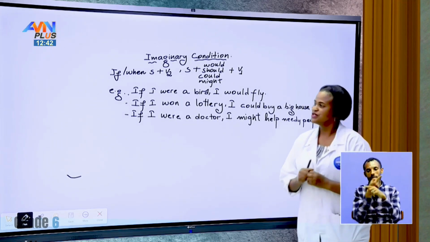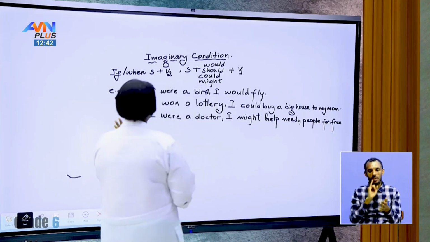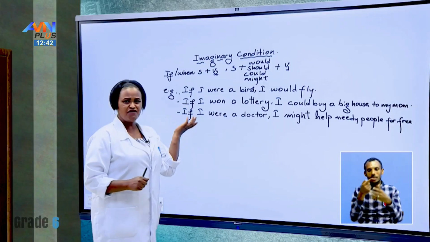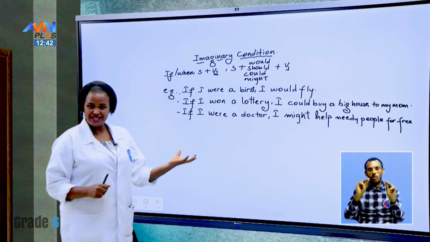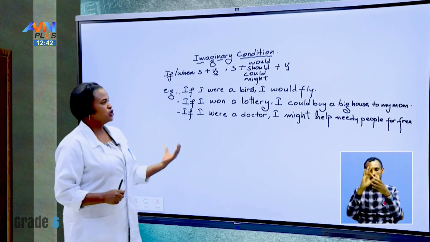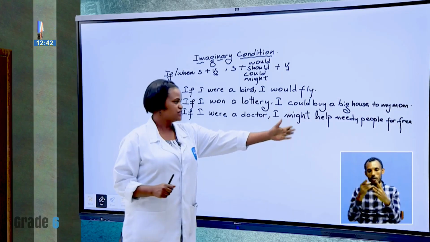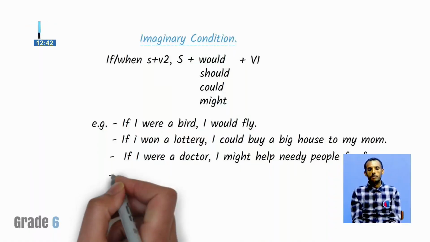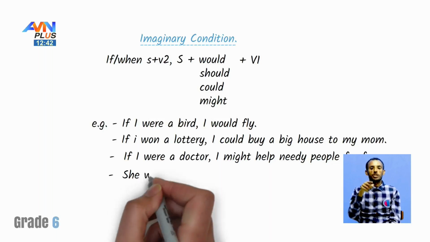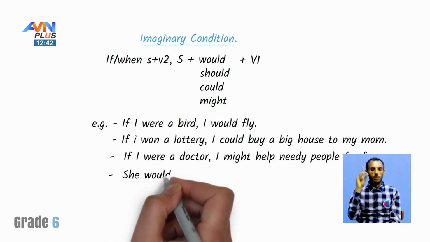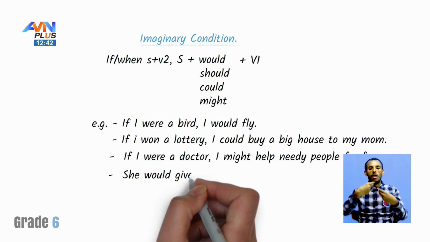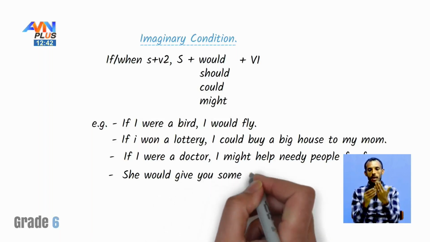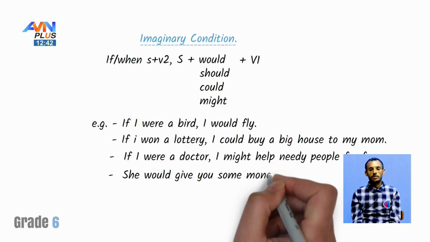Yes? Good. Okay, but is this the only way of writing this conditional sentence? Like, do we always need to begin by saying if? No. As we have seen last time with the first conditional, you can also begin your sentence by, yes, you can start with the main sentence. For example, look, she would give you some money, yeah? She would give you some money.